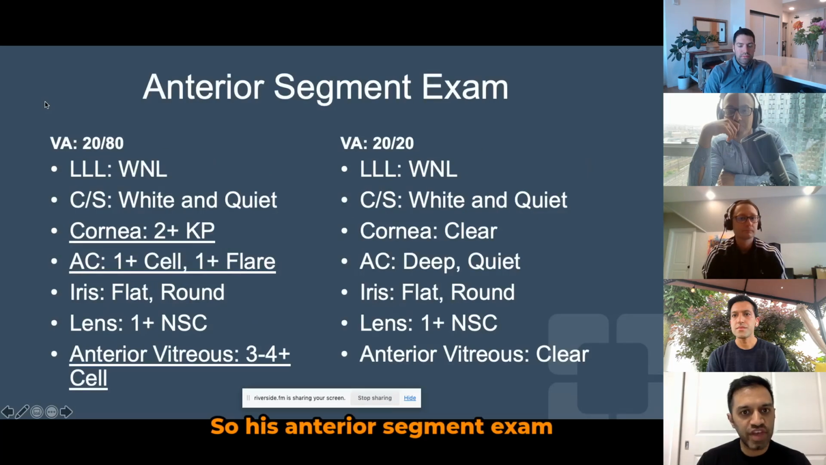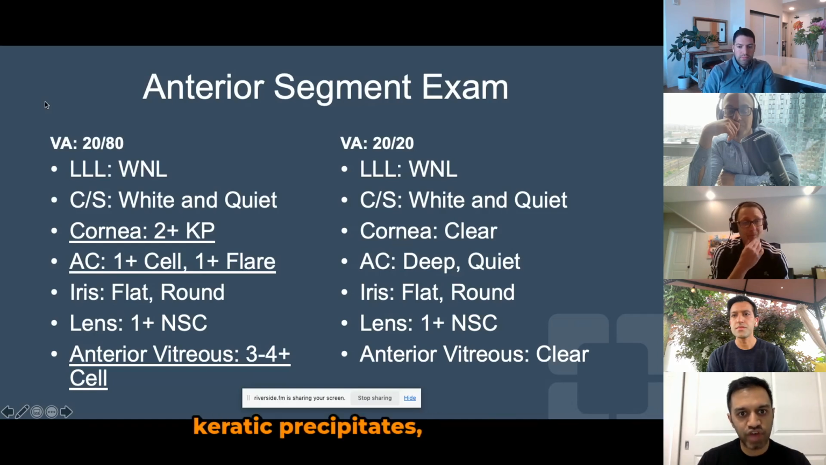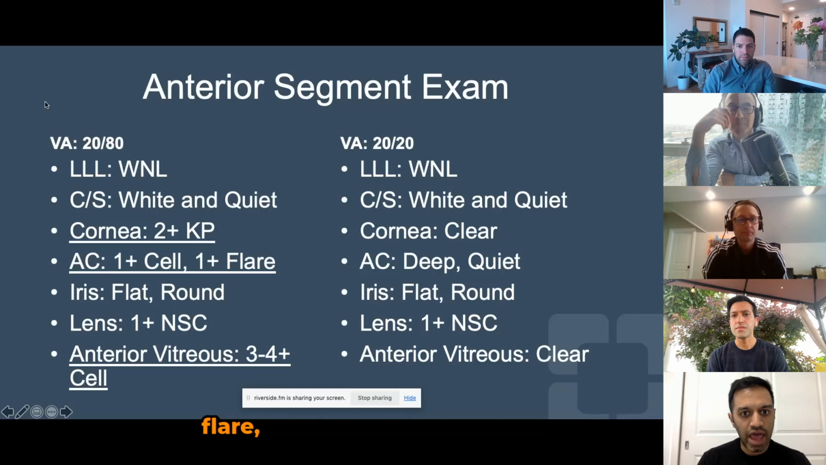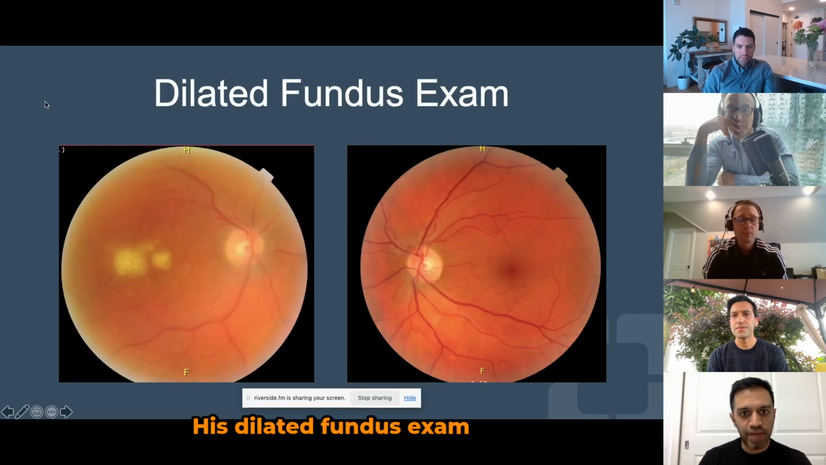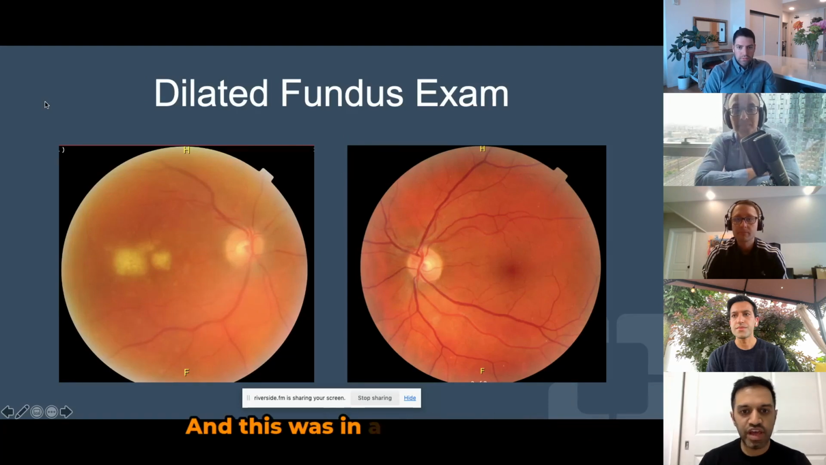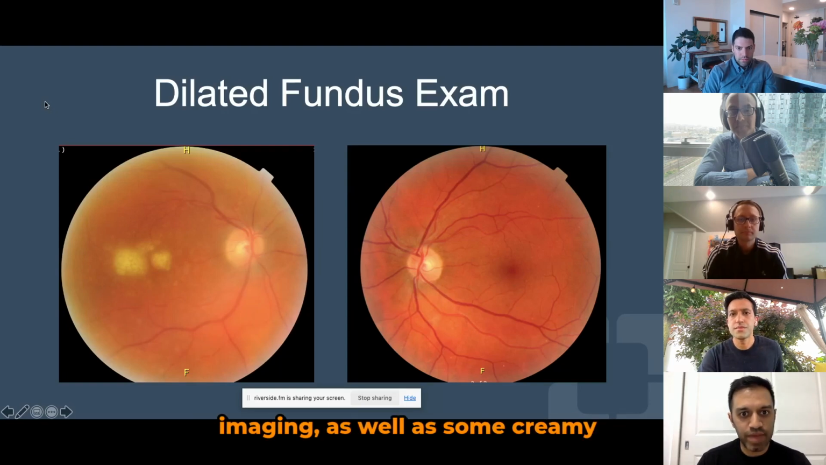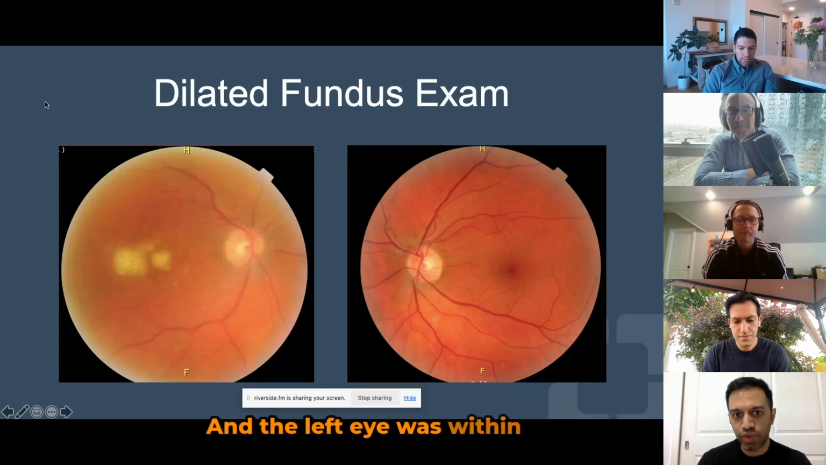So his anterior segment exam was significant for visual acuity of 20/80 in the right eye, 20/20 in the left. You can see that he's got 2+ keratotic precipitates, 1+ cell and flare, and 3 to 4+ anterior vitreous cell in the right eye. His dilated fundus exam is significant for a lot of vitreous haze in the right eye. And this was in a satellite office where we did not have access to wide field imaging, as well as some creamy subretinal lesions in the macula in the right eye. And the left eye was within normal limits.